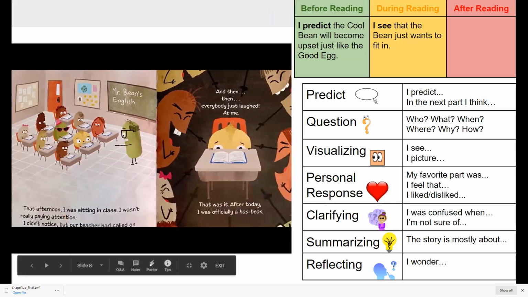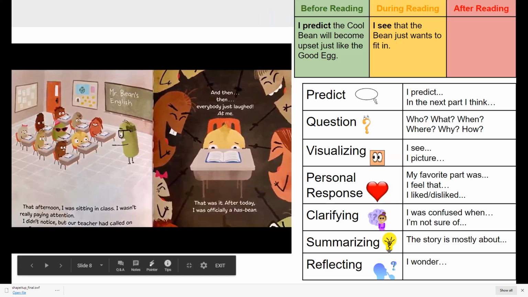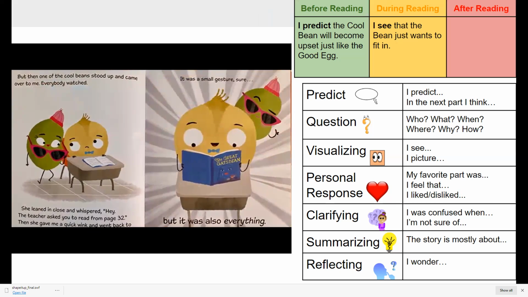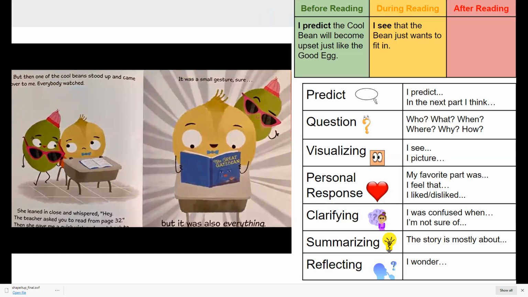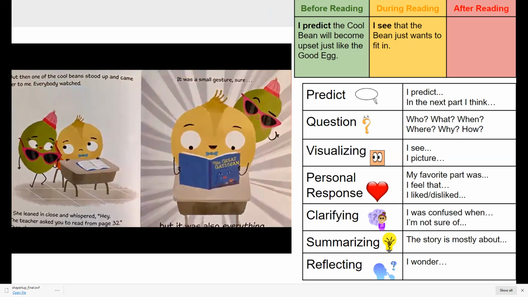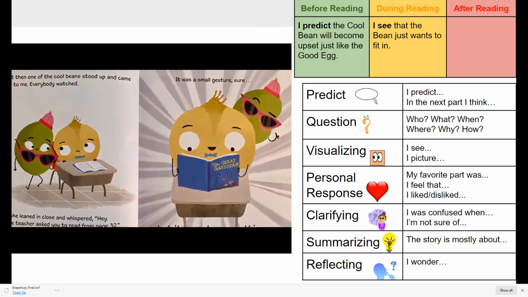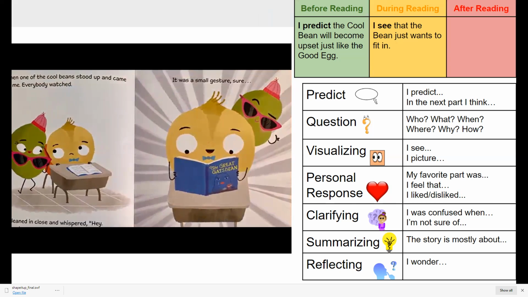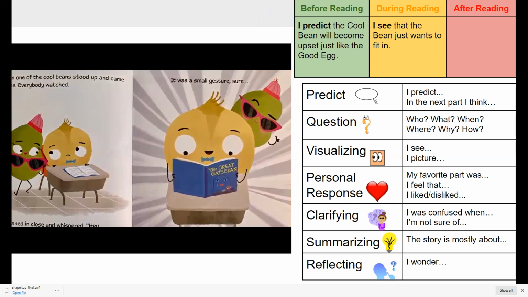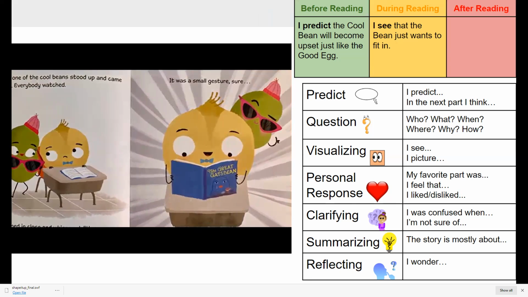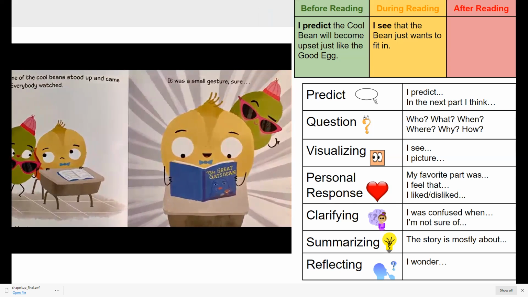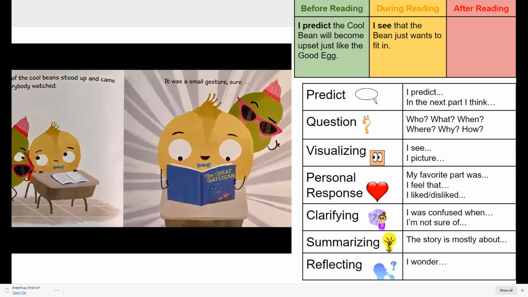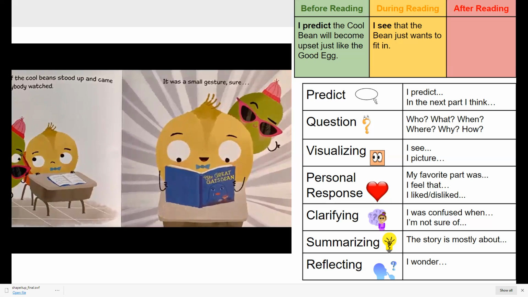A has-been. But then one of the cool beans stood up and came over to me. Everybody watched. She leaned in close and whispered, "Hey, the teacher asked you to read from page 32." Then she gave me a quick wink and went back to her seat. It was a small gesture, sure, but it was also everything.